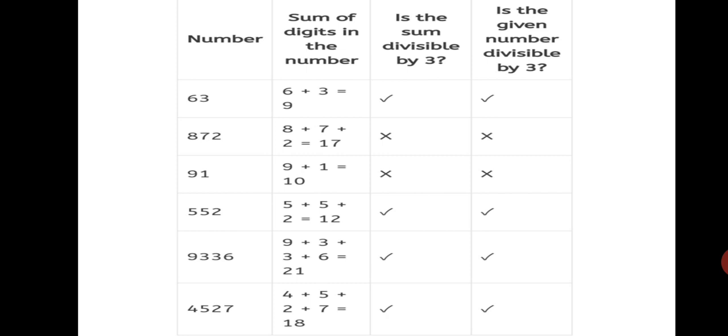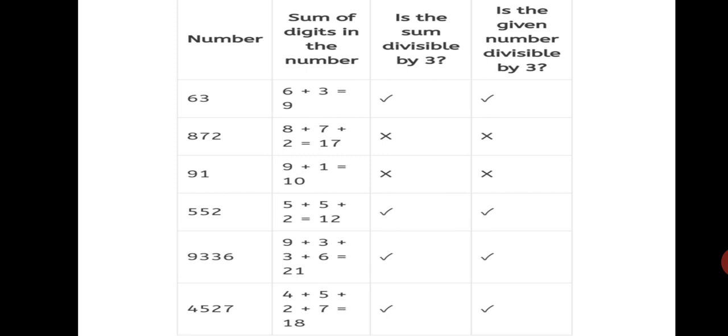Fourth one, 552. Add the digits. 5 plus 5, 10. 10 plus 2, 12. Looking at 552, we cannot tell if it is divisible by 3 or not. So, we add. Now, we got 12. 12 is divisible by 3. 3 fours are 12. That's why you can say 552 also will be divisible by 3.